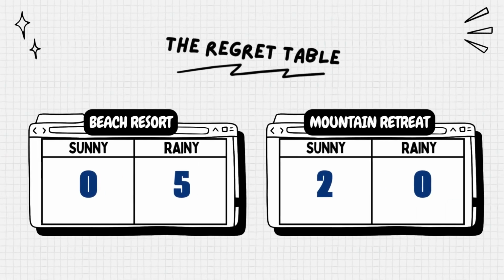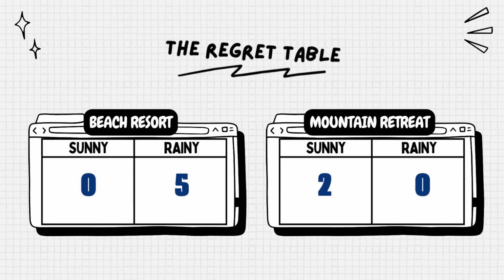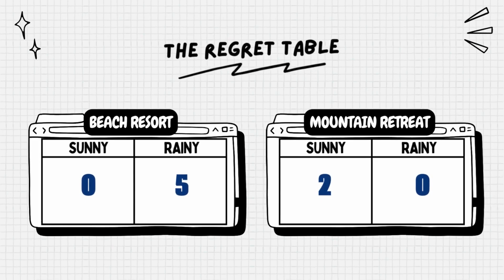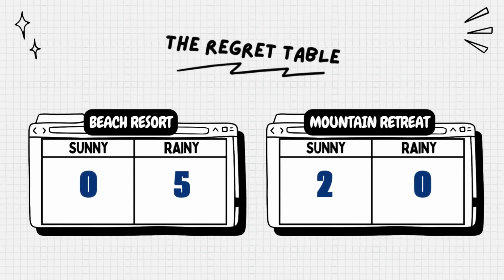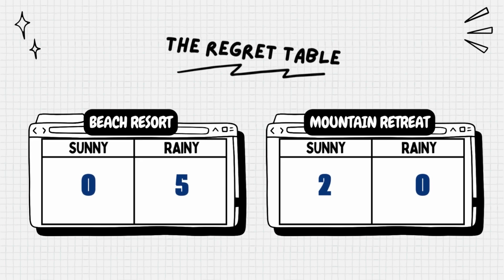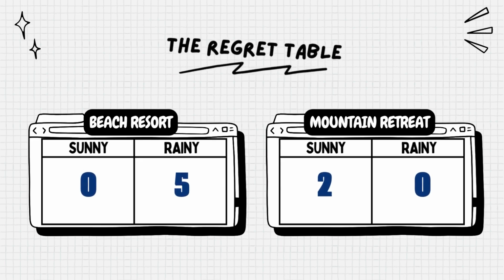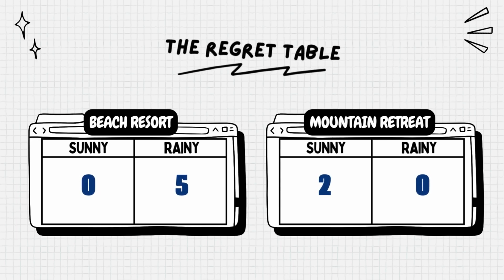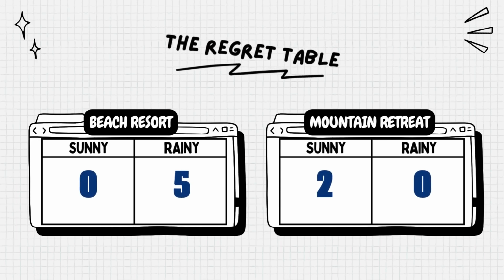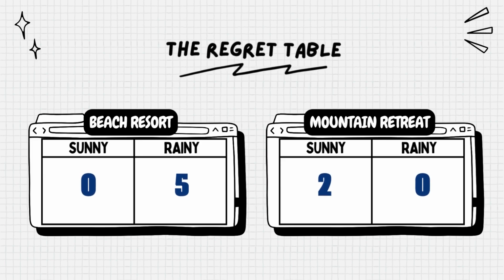Next, let's calculate the regret. Regret is how much you feel you missed out on by not picking the best choice. For a sunny day, the beach resort is the best, so there's no regret. But if it rains, you could have enjoyed the mountain retreat and your regret would be 5. For the mountain retreat, the regret is smaller, just 2 on a sunny day and no regret if it rains.